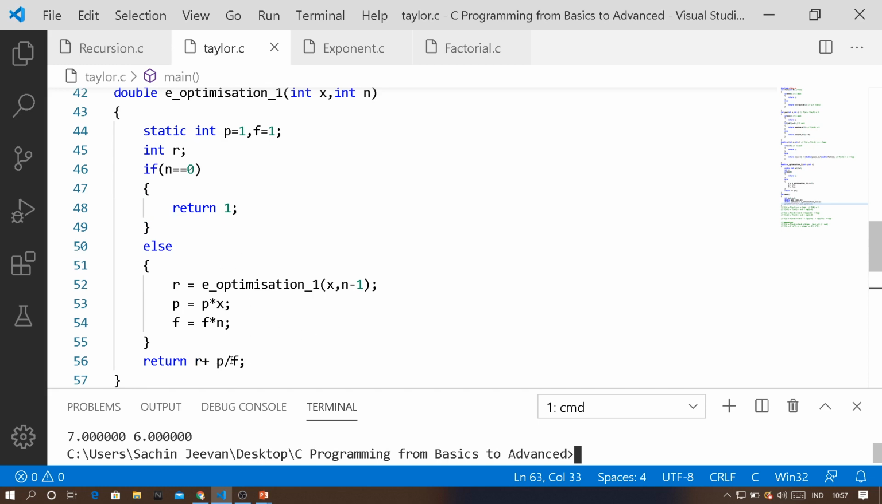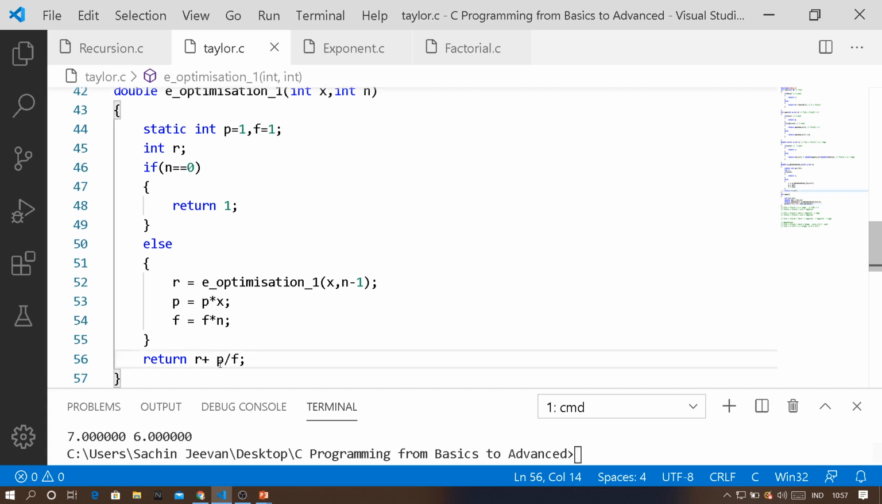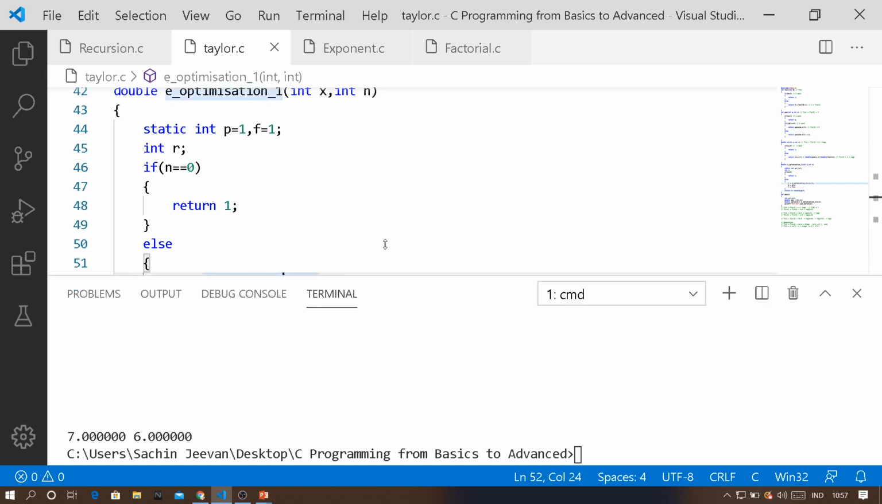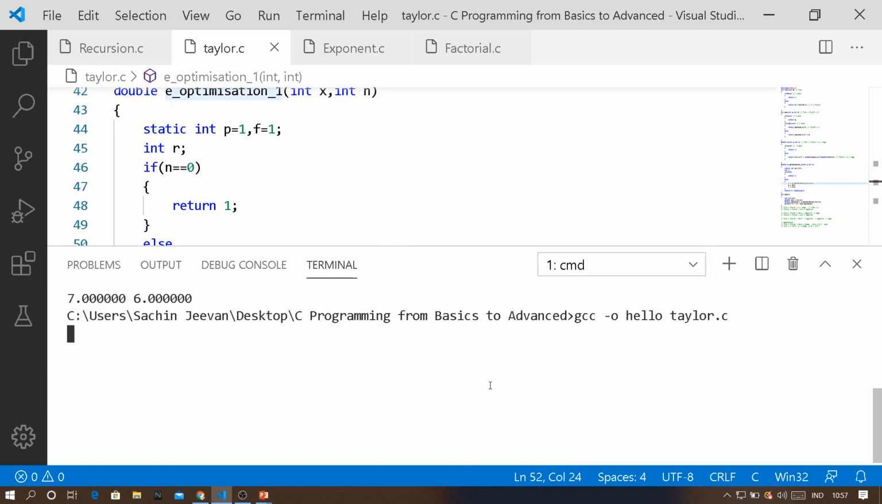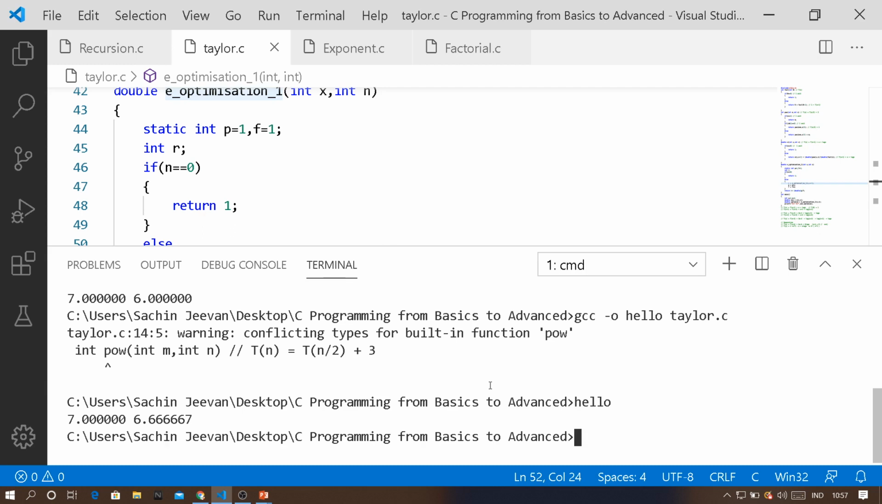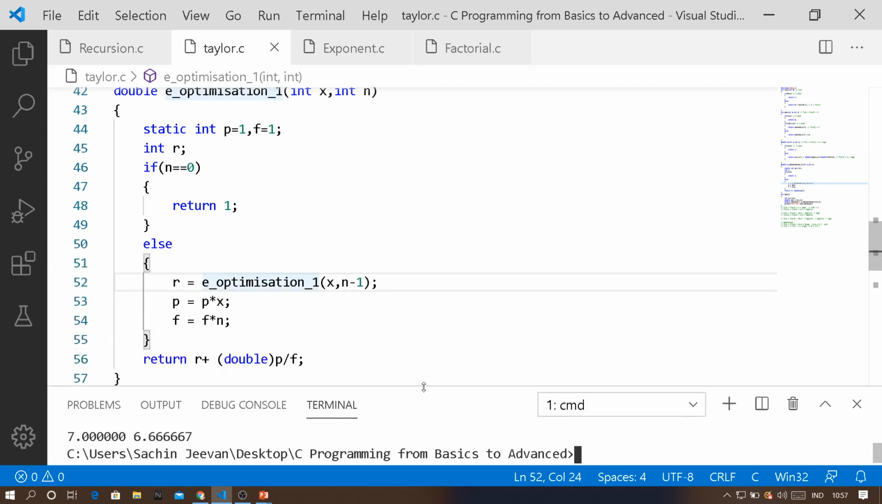While dividing P and F, either one of the operands has to be a double, only then can you get the remaining answer as a double. If both are integers, then the resultant answer will also be an integer. So I'm typecasting the data type of P from integer into double. Now after typecasting this, let's check whether it is working or not. It is giving me 7 and 6.6777.